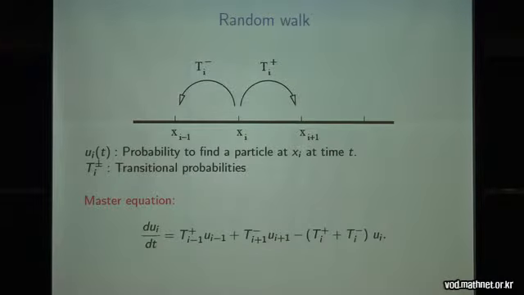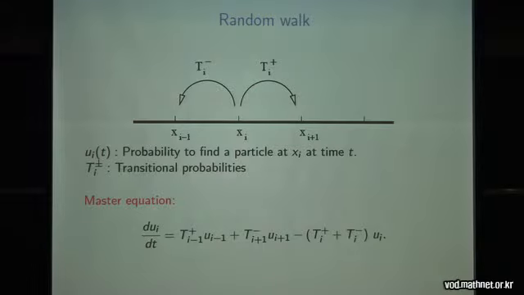Okay. You can derive this from the perspective of random walk. I know many of you are quite familiar with random walks. So we have a line and we have particles jumping on a grid. And u_i of t is a probability to find a particle at x_i at time t. And then the transition probabilities are T_i plus and minus.